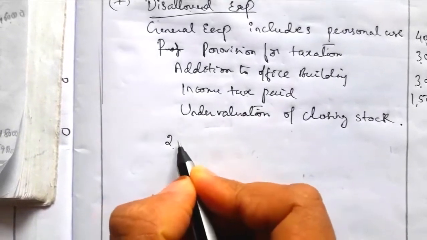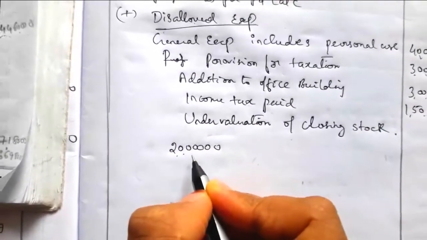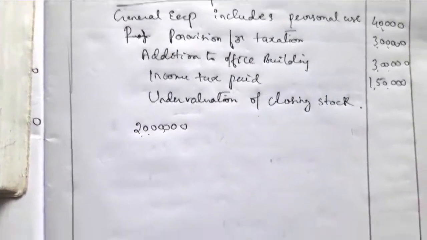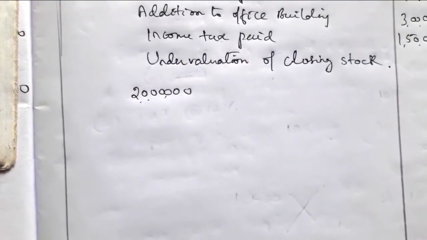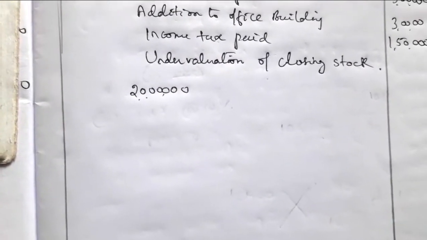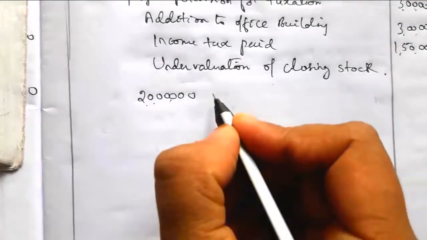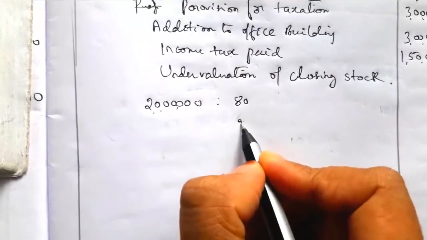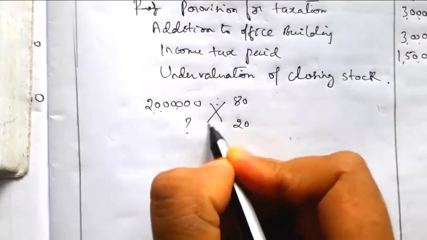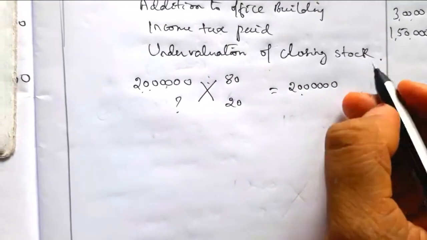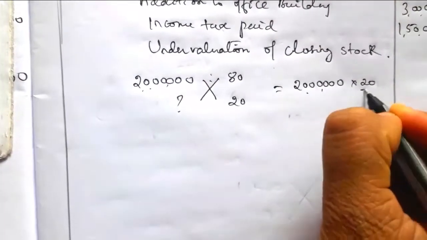The closing stock given value, how much? 20 lakh is given, and it is given for an undervalued value. Let us assume the actual value of the closing stock is 100%. They recorded it undervalued by 20%, which means the given value is for 80%. Then what is the value of 20%? We have to cross multiply. That is nothing but 20 lakh into 20 divided by 80.